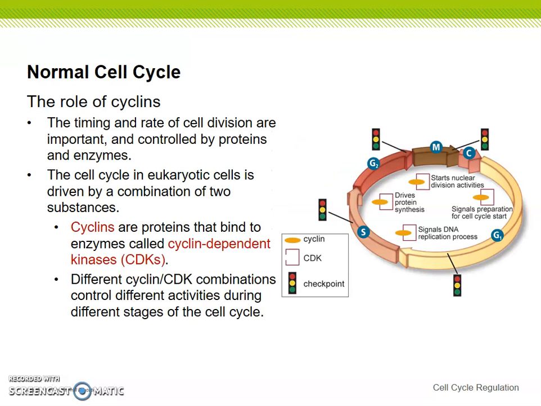The normal cell cycle. The role of cyclins. The timing and the rate of cell division are important and are controlled by proteins and enzymes. The cell cycle in eukaryotic cells is driven by a combination of two substances. Cyclins are proteins that bind to enzymes called cyclin-dependent kinases, or CDKs. Different cyclin/CDK combinations control different activities during different stages of the cell cycle.